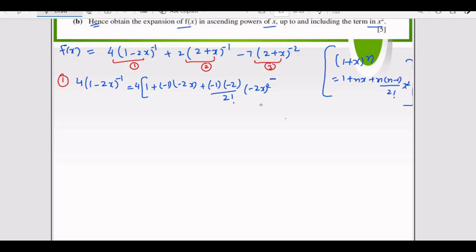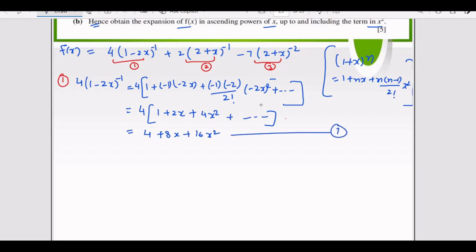So I'll stop here because we just need up to x squared. Then you expand, I mean simplify: 1 plus 2x plus 4x squared and so on. Now you multiply by 4 inside: 4 plus 8x plus 16x squared. So this is our first term, right?